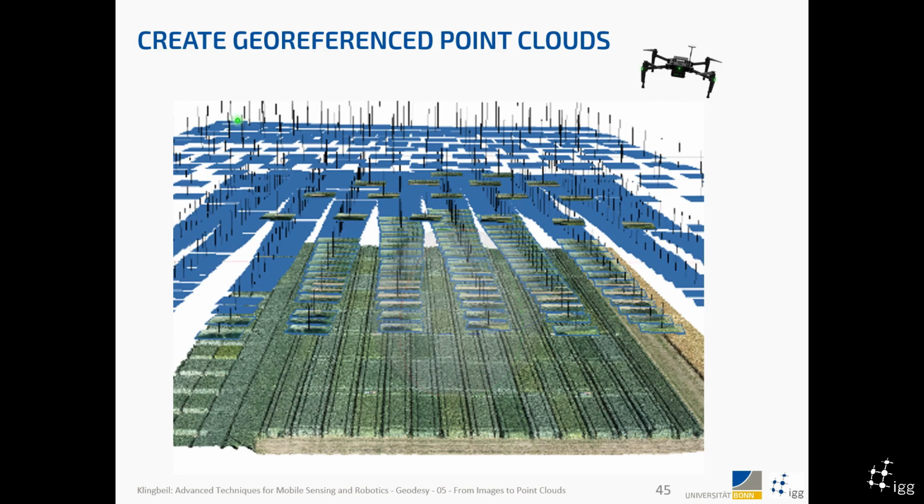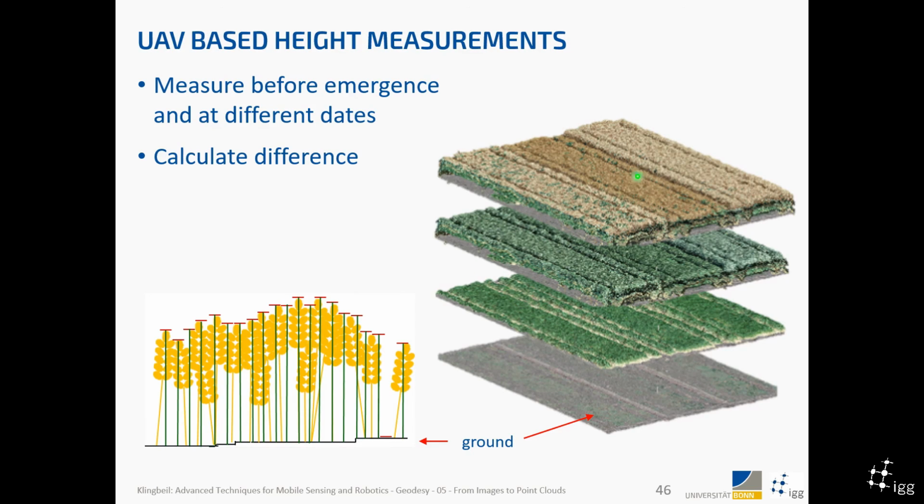So the first thing is creating georeferenced point clouds, right? We have the drone, we fly over the field with a flight pattern, and take many images with overlap, and then create a 3D representation of the field, which is georeferenced. And if we do that multiple times, because it's georeferenced, we can put them together.